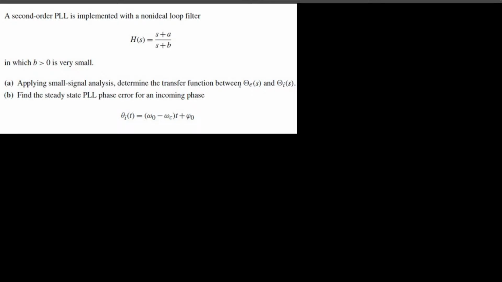This question is asking: a second order PLL is implemented with a non-ideal loop filter, H of s is equal to (s plus a) over (s plus b), in which b is greater than 0 and it's very small. Part A is asking: apply small signal analysis, and determine the transfer function between theta e of s and theta i of s.